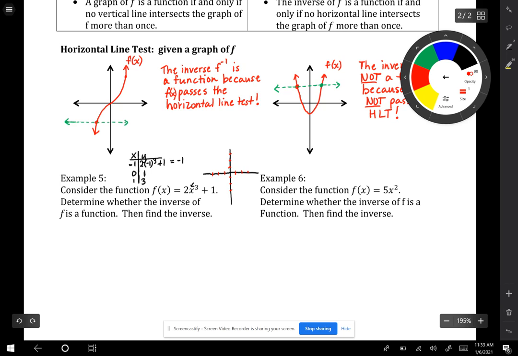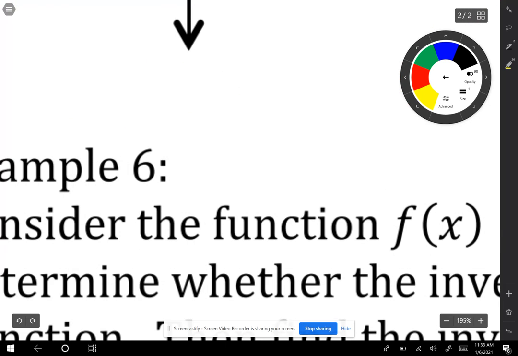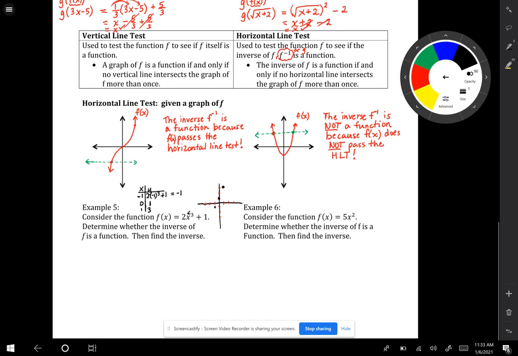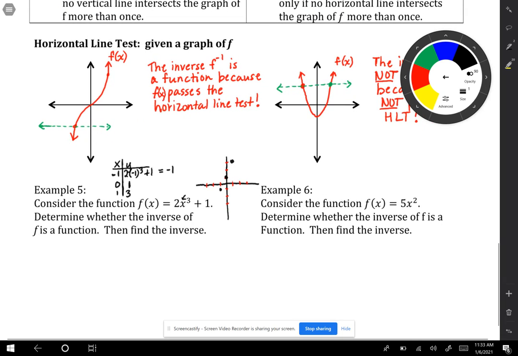Okay, so we have (-1, -1), which is down here, (0, 1), which is up here, (1, 3), which is right there. These are not going to be in a straight line, though. These are going to be curved because it is a polynomial. So this is what the graph is going to look like. Right? So that's the graph.